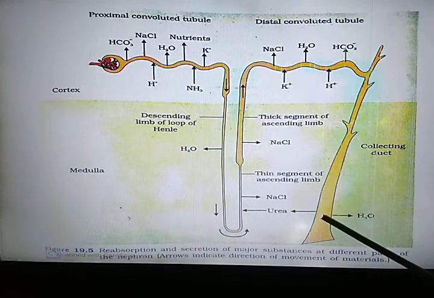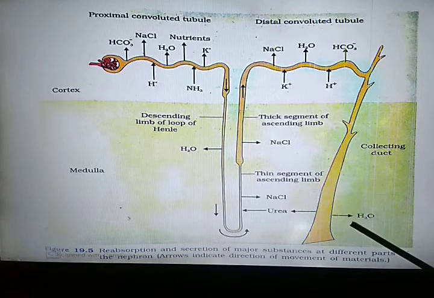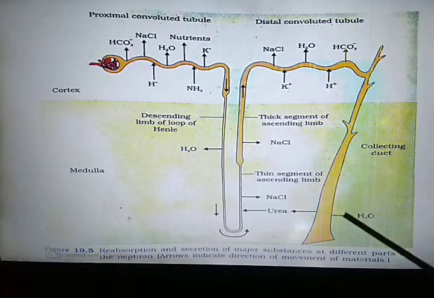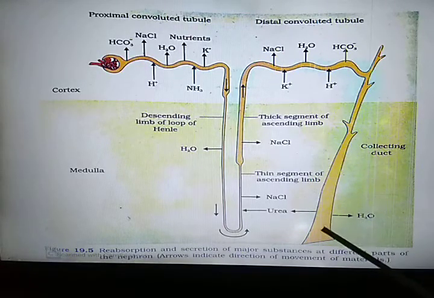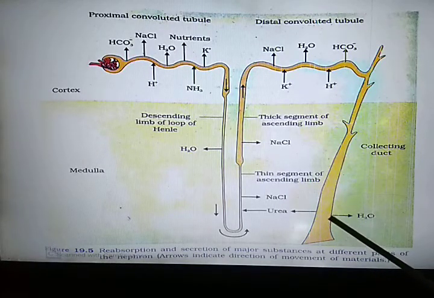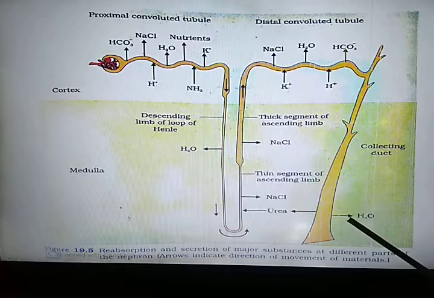Now the last part is the collecting duct. You can see here water is moving outwards, so it means reabsorption. So reabsorption of a large amount of water takes place in the collecting duct. So when the water moves out from the filtrate, what will happen? The concentrated urine will be produced. So reabsorption of water takes place in the collecting duct to produce concentrated urine.